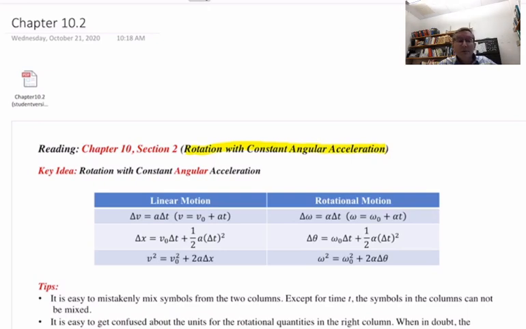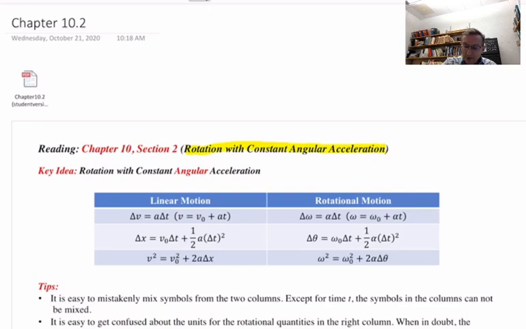There are a set of constant angular acceleration equations. They're completely analogous to the constant acceleration equations for linear motion. So I'm going to make a table. I've done that here. And I'm just going to write down the rotational version for each of the constant acceleration equations from chapter 2.